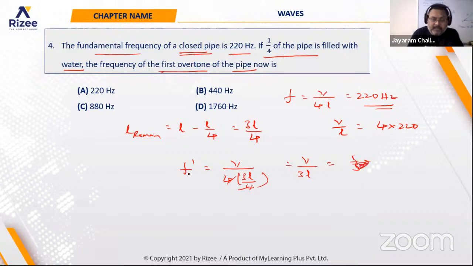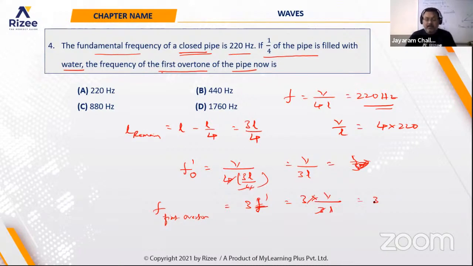So this is your fundamental frequency of the pipe. Frequency of the first overtone means 3 times the fundamental frequency, right? It is in a closed pipe, so it is 3 times the fundamental frequency, which is 3 into V by 3L. The 3 cancels, which is equal to V by L. What is V by L? It is 4 into 220. What is 4 into 220? It is 880 hertz. So this should be your answer.